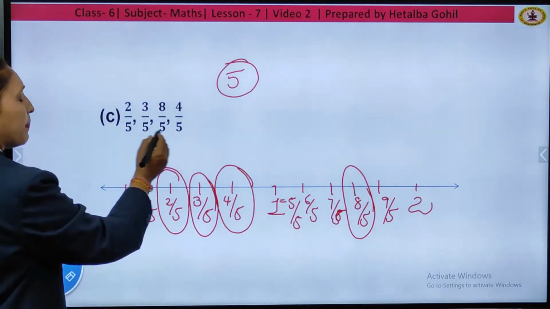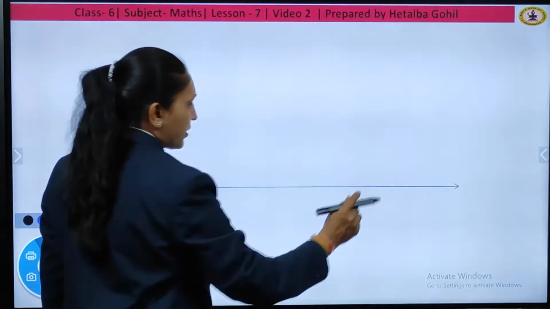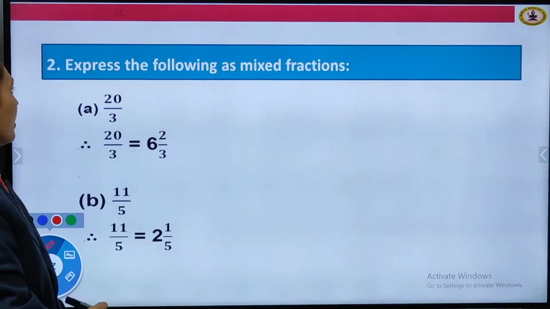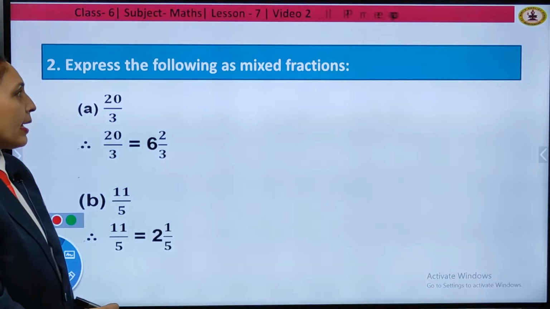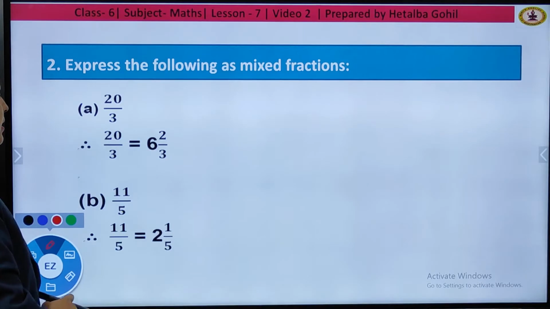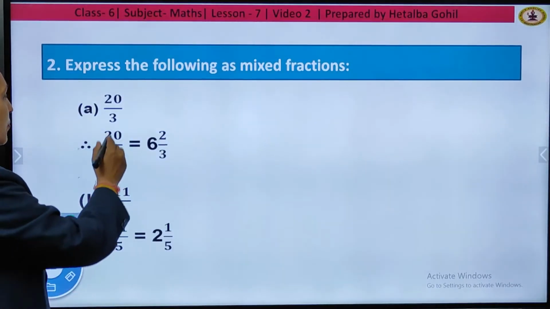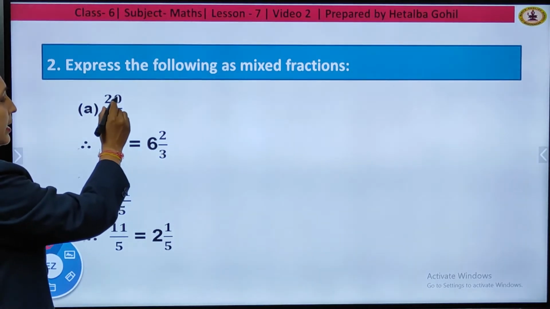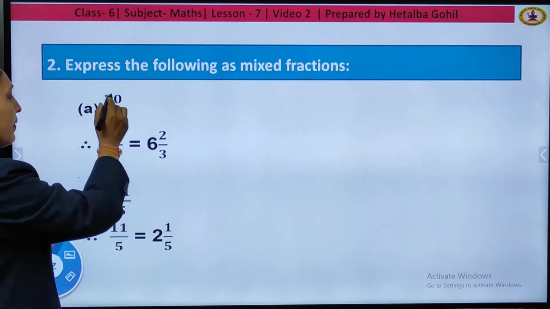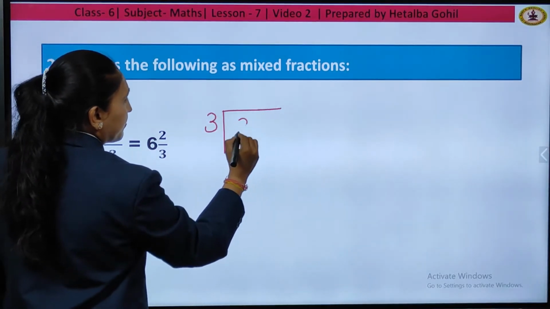Okay. So make the parts equally and then locate the numbers on it, and you can get the fractions easily. Now express the following as mixed fractions. That is question number 2. Mixed fraction, children, I told you all how to do it. You can divide these numbers. 20 by 3 is nothing but dividing 20 by 3. You know, divide it like this.